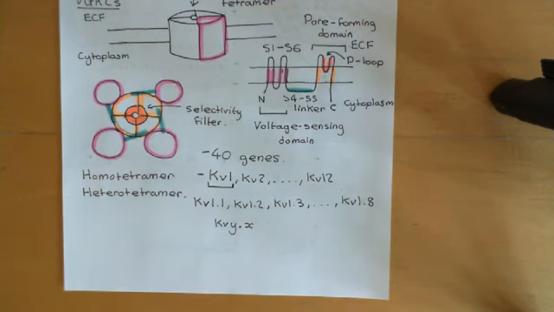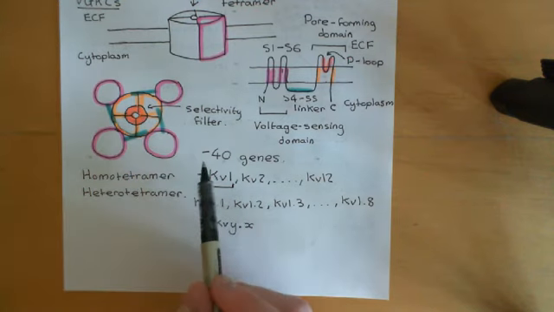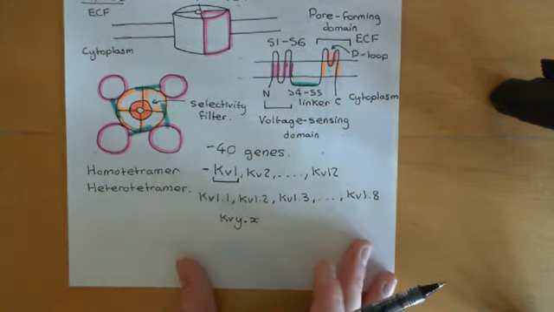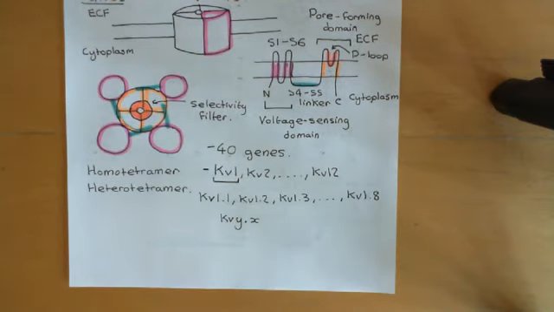All the examples that we're going to see are homotetramers, but more generally for voltage-gated potassium channels, there are some of these that can't form homotetramers and have to form heterotetramers with other voltage-gated potassium channel subunits. Okay, so those are the voltage-gated potassium channels.